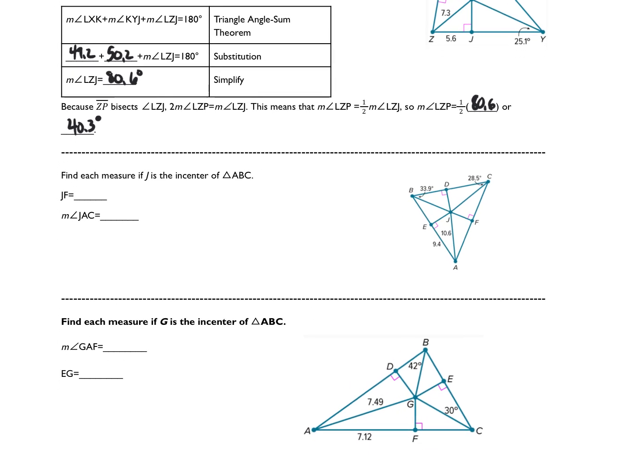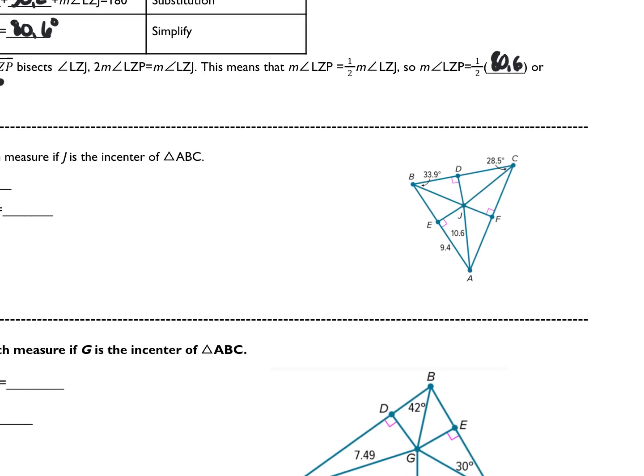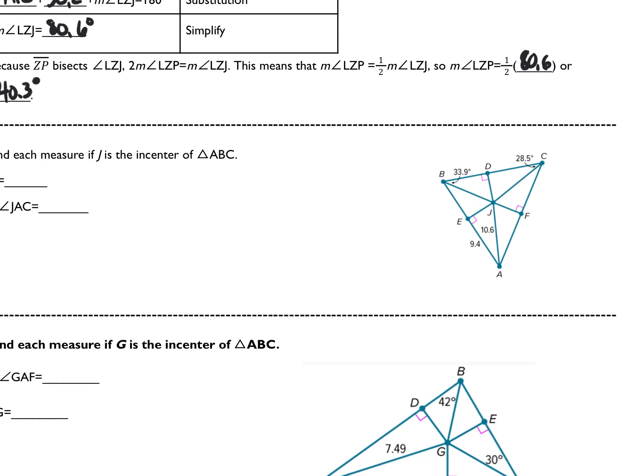So we're going to use this theorem to find the measure if J is the incenter of ABC. So if J is the incenter of ABC, we're asked to find JF and the measure of JAC. Well, JF is that side length right there. So we're asked to find segment JF. And I know that segment JF is congruent to segment JD and segment JE because of the incenter theorem. So because those are congruent, if I can figure out either JE or JD, I could figure out JF.